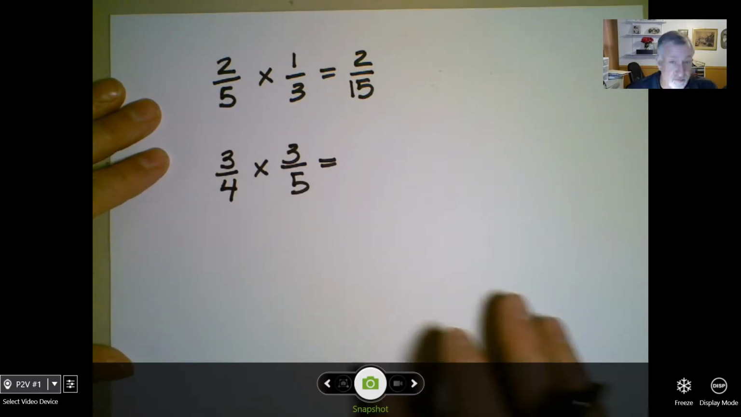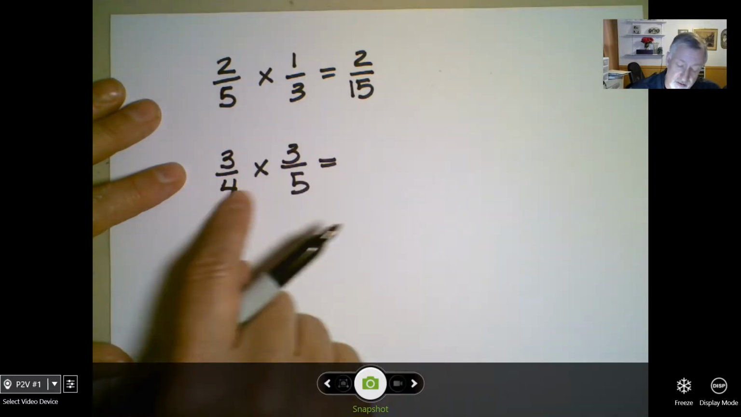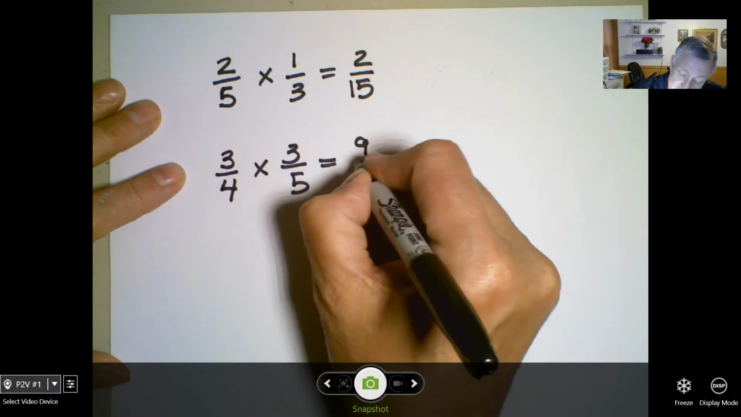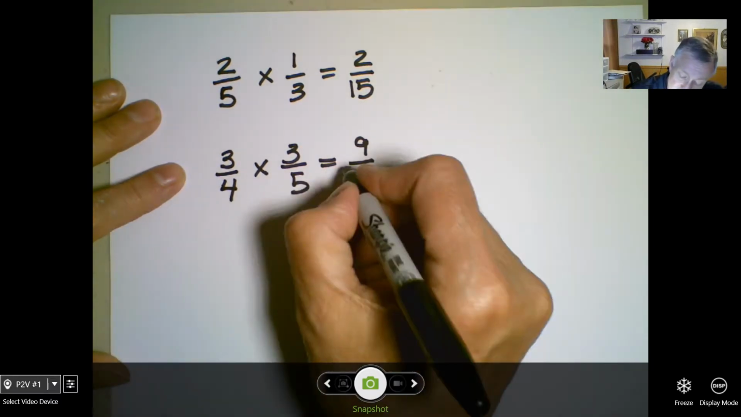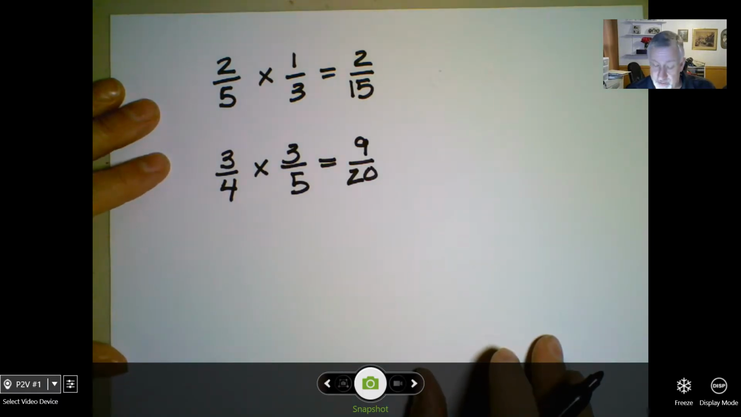Okay, hopefully we've had enough time to look at this. Again, we're just multiplying across, and we did a pretty good job with this yesterday. 3 times 3 is 9. 4 times 5 is 20. And so the answer would be 9/20.